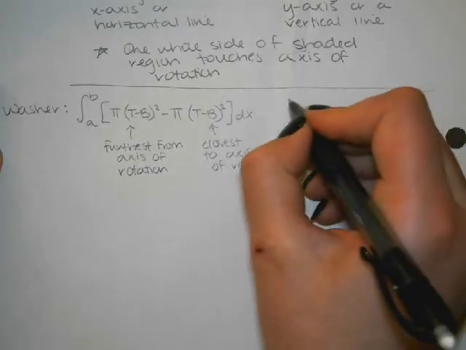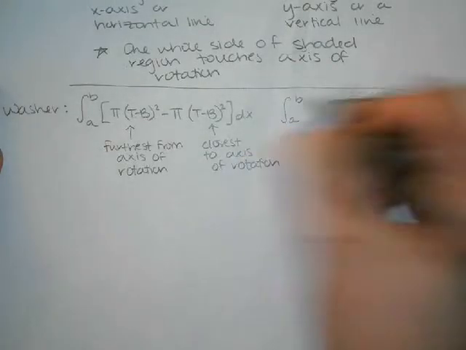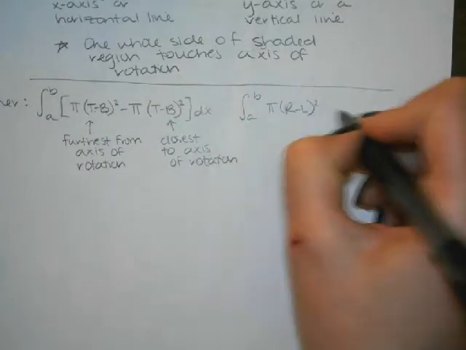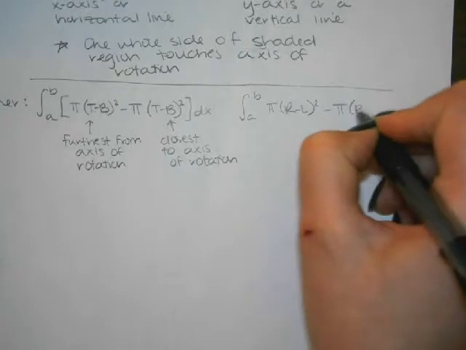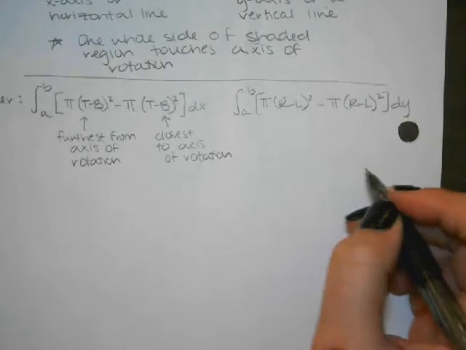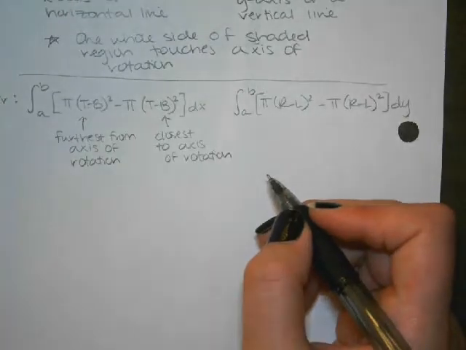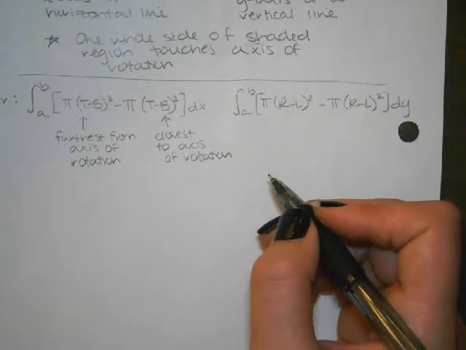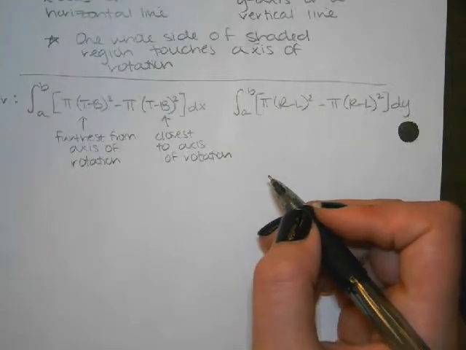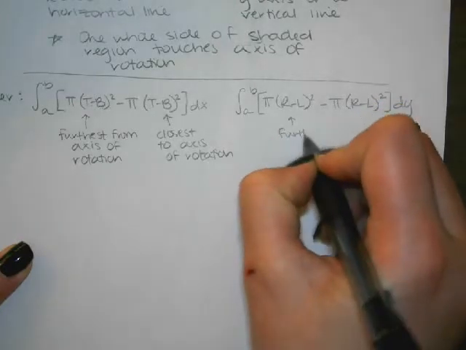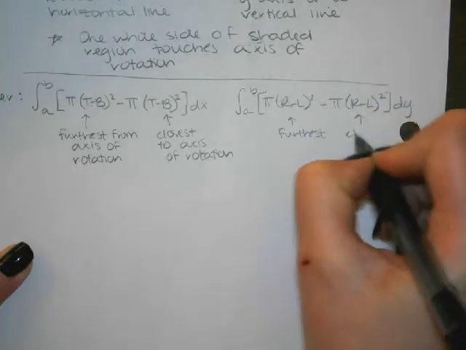And then the one in terms of y, we have a to b of pi (right minus left) squared minus pi (right minus left) squared dy. Again, when I type these in the calculator, I like to type my pi's in because it helps me with my parentheses. But in a multiple choice problem on the AP exam, they would probably pull the pi out to the front. Okay, so it's good to be able to work with it both ways. And again, this one is furthest, and this one is closest.